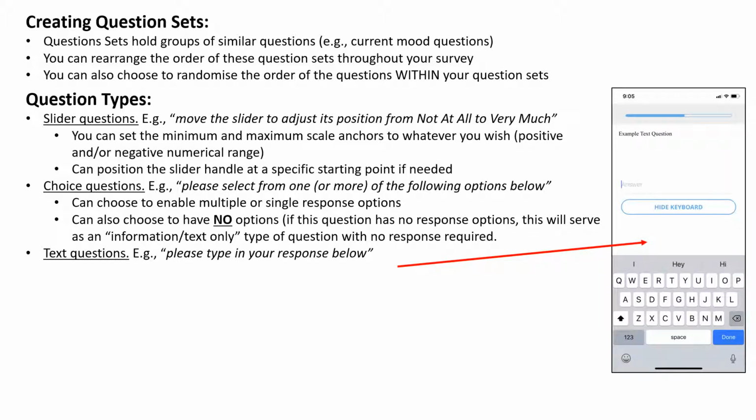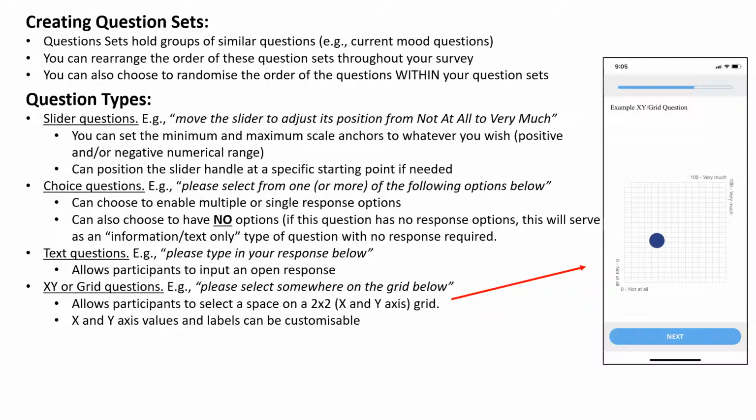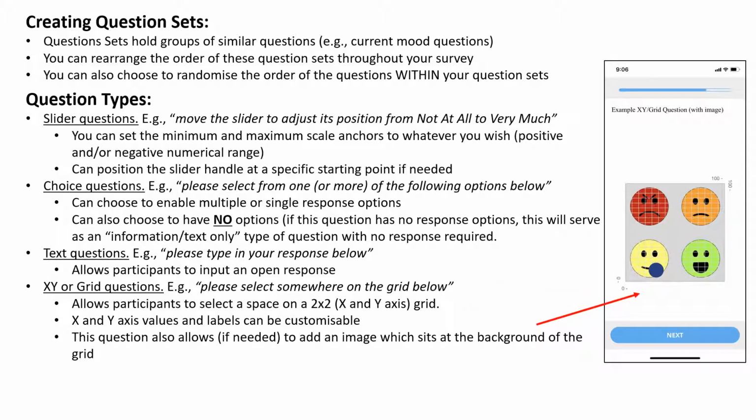Text questions. These are pretty straightforward. Just type in your response below. X, Y, or grid questions. So these allow participants to select a space on a 2x2 grid. The X and Y axis labels can be customizable as well. This question also allows you to add in an image into the background of the grid. So, for example, on the right, we've got some face images there, and participants can select which one.